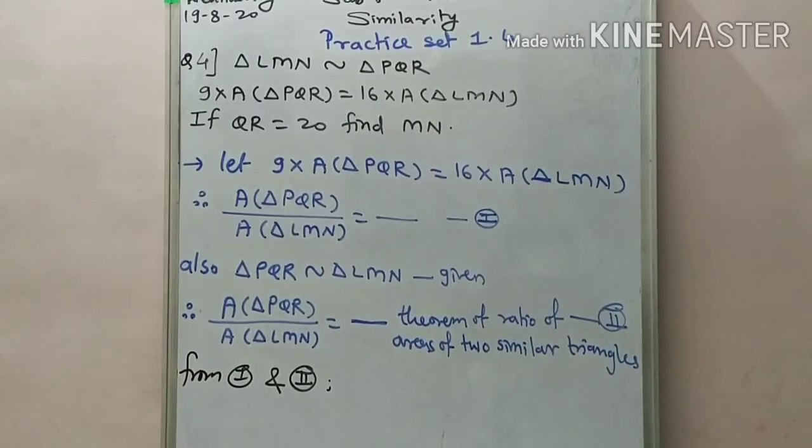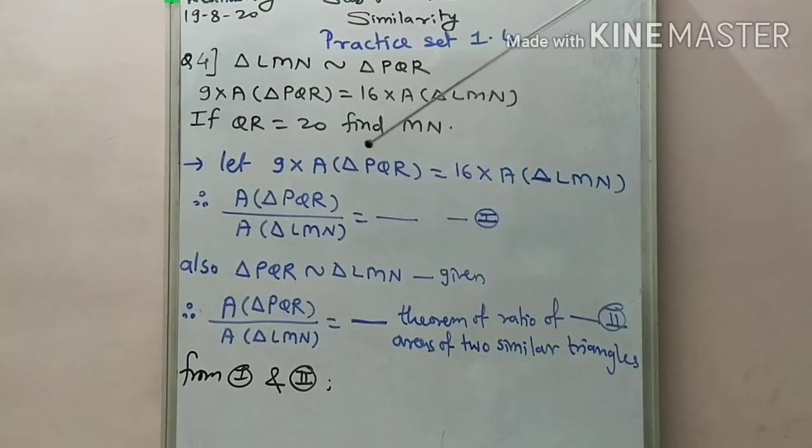Okay, now in the fourth example we are again given that two triangles are similar, that triangle LMN is similar to triangle PQR. Here we are given a relation between the areas of these two triangles: 9 into area of triangle PQR is equal to 16 into area of triangle LMN. And if QR is 20, meaning the length of the side QR of triangle PQR is 20, then we have to find the length of its corresponding side MN.